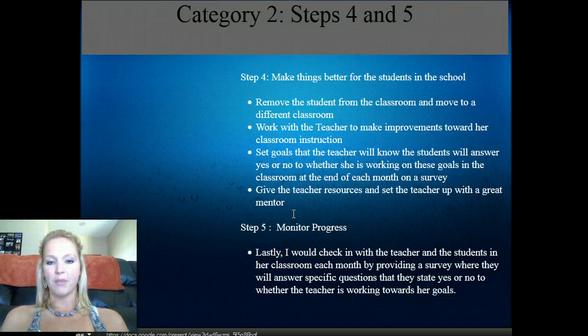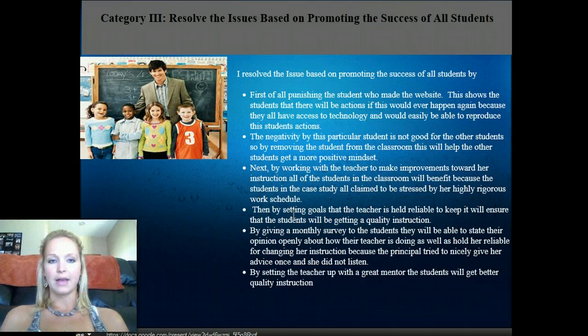In step 5, I would monitor the progress. Lastly, I would check in with the teacher and the students in her classroom each month by providing a survey where they will answer specific questions that they state yes or no to, whether the teacher is working towards her goals. Category 3, resolve the issues based on promoting the success of all students.